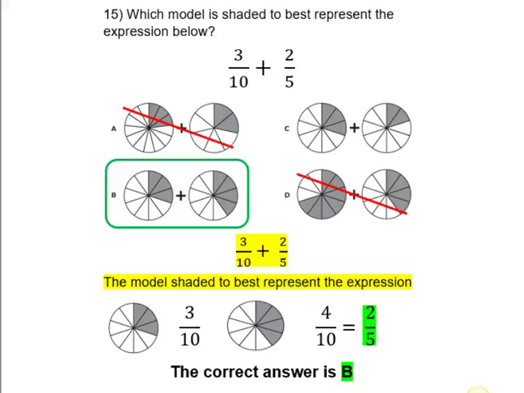So even if it wasn't totally obvious, just take a moment to look, because if you look at answer choice C, they have 10 as well, but only 2 are shaded, and that's incorrect. So our correct answer is B.